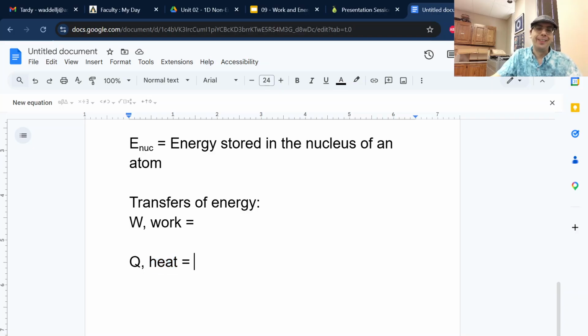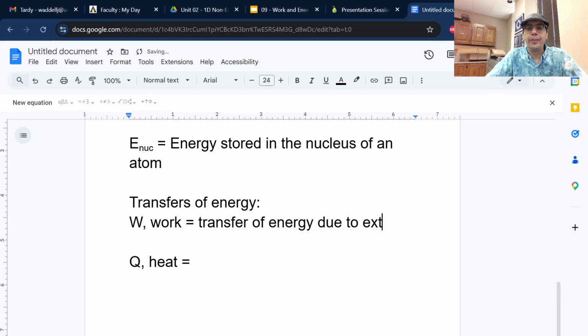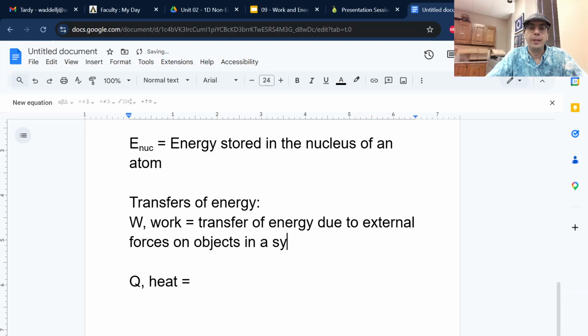And this is the fault of the people who developed thermodynamics. I think it stands for like quantity of energy or something like that. I don't know. It comes from something, but now we're just stuck with it for history. Transfer of energy due to external forces on objects in a system.